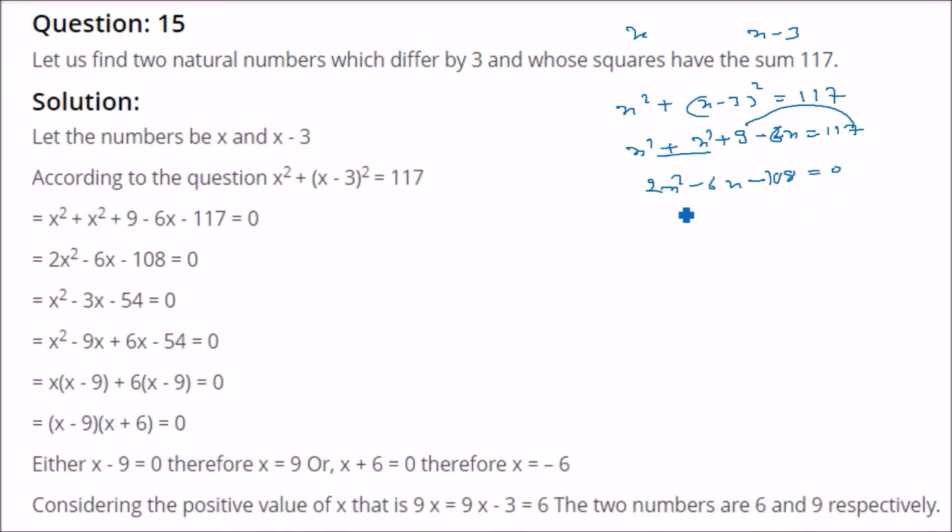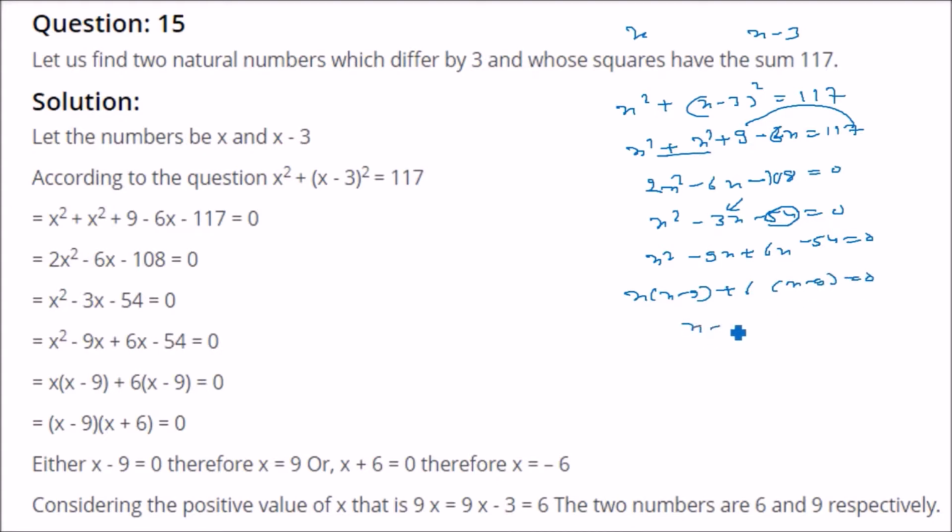Now divide both sides by 2. So you get x square minus 3x minus 54 equal to 0. So this 54 can be written as 9 times 6. So you can write x square minus 3x minus 54 as x square minus 9x plus 6x minus 54 equal to 0. Take x common, x minus 9. Take 6 common, x minus 9 equal to 0. So x minus 9 and x plus 6 are the factors, x equal to 9 and x equal to minus 6 is the solution.